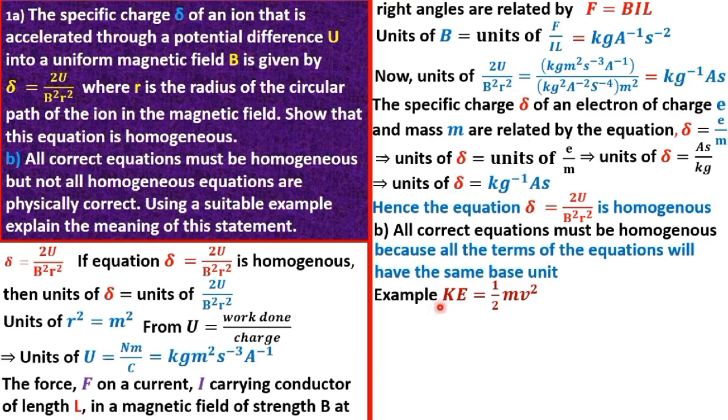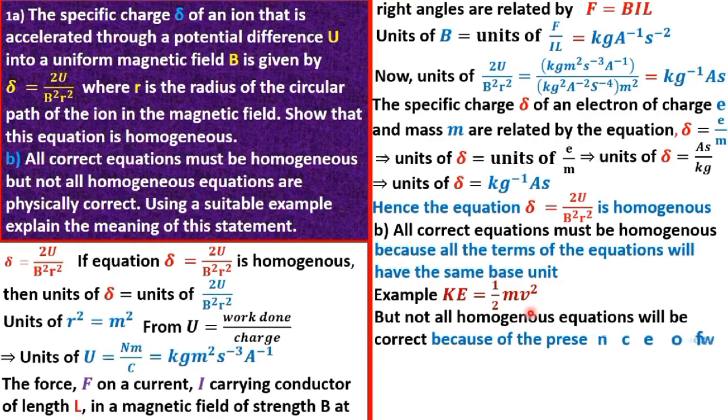Okay, for instance, friends, take the equation for kinetic energy, KE equals 1/2 mv squared. This equation, friends, is homogeneous. Now, but the statement, not all homogeneous equations will be correct, is simply what we want to show, because, friends, of the presence of wrong unitless constants.